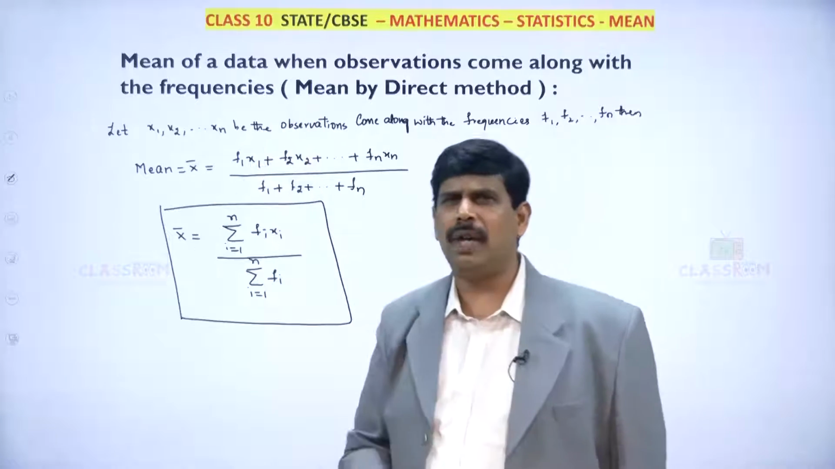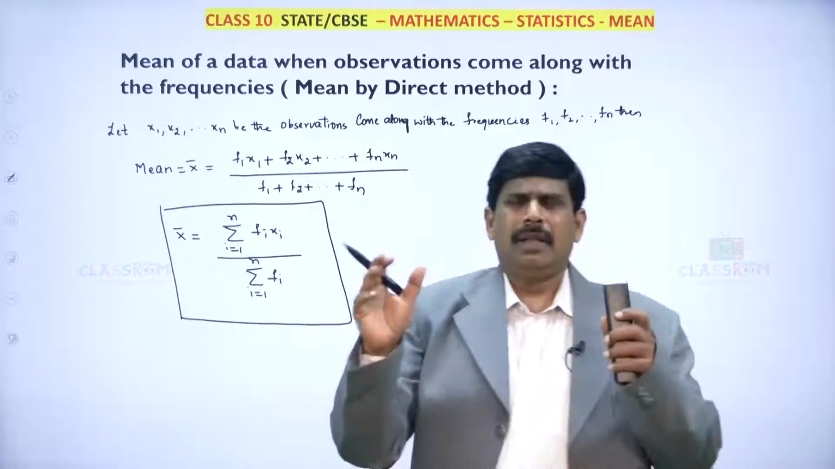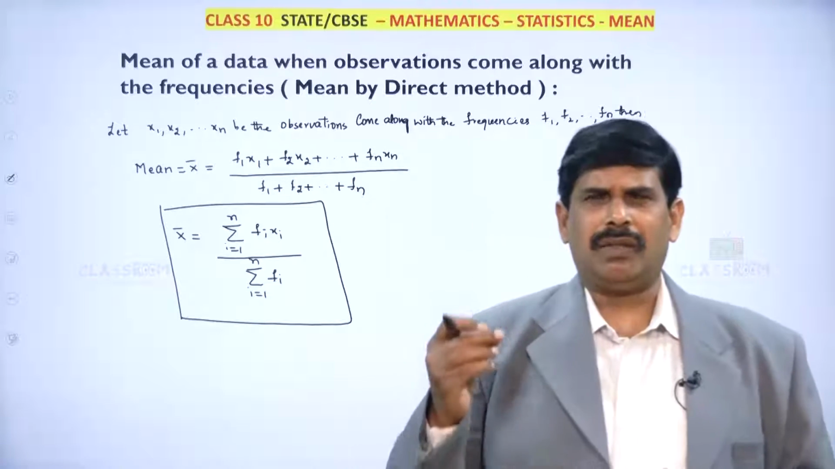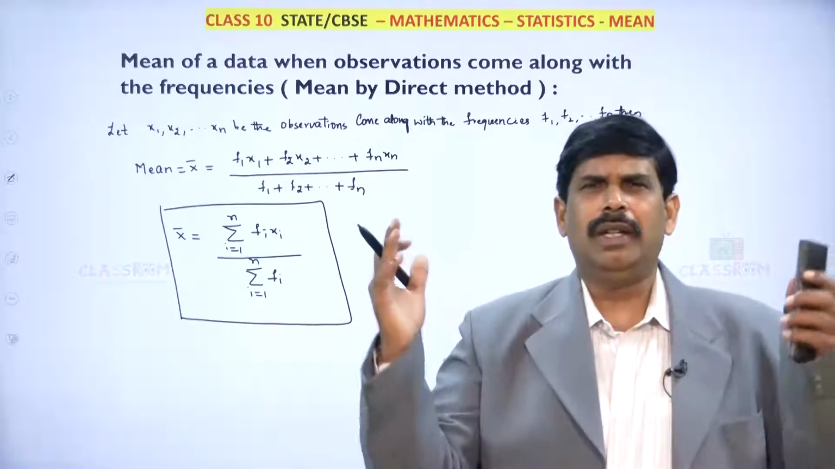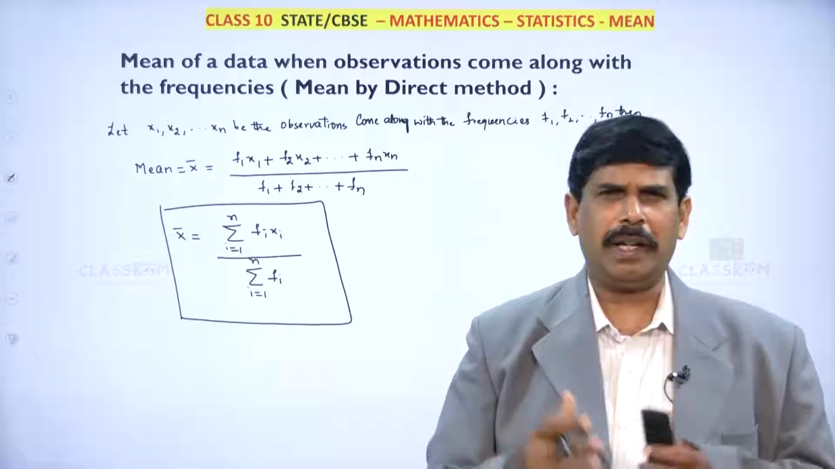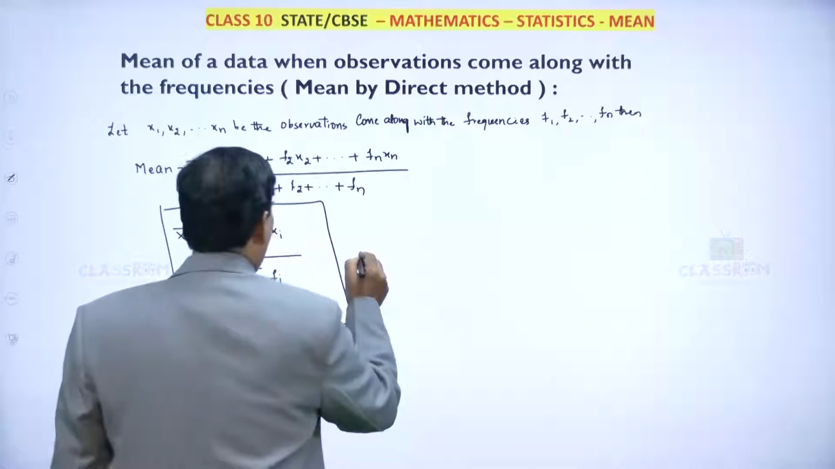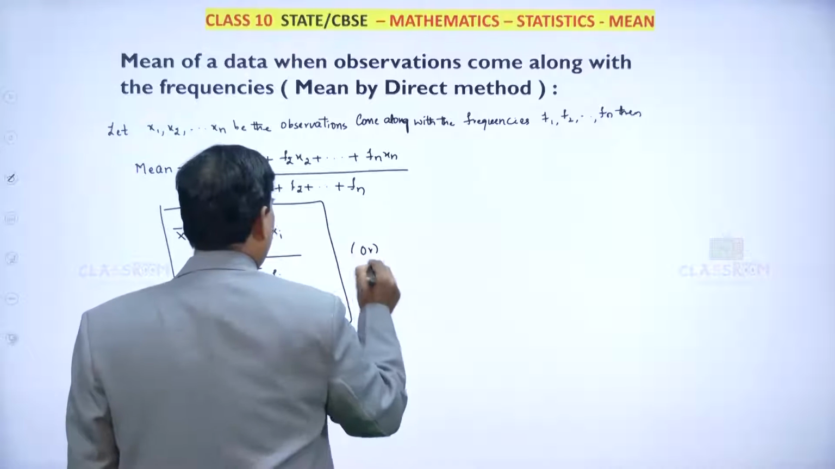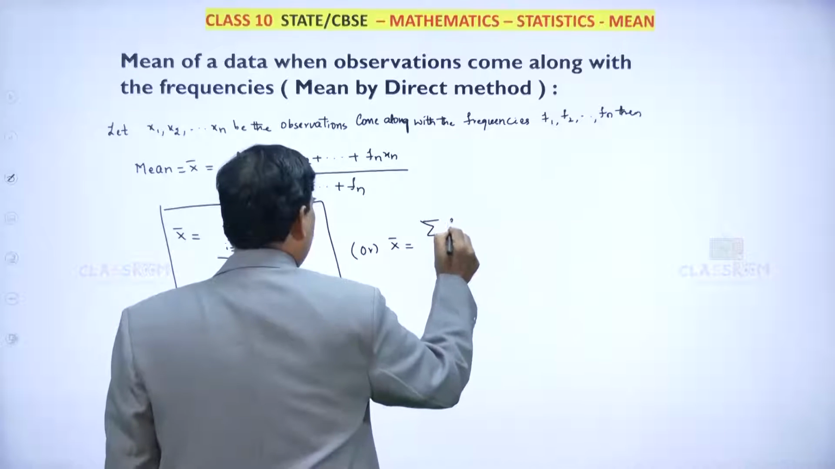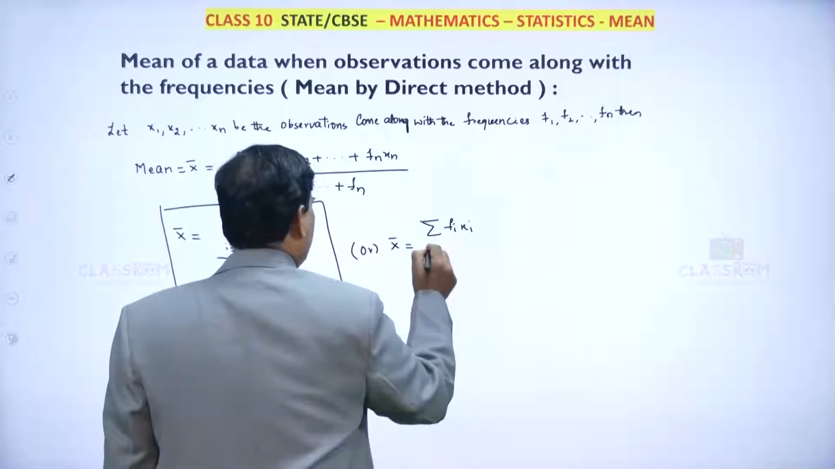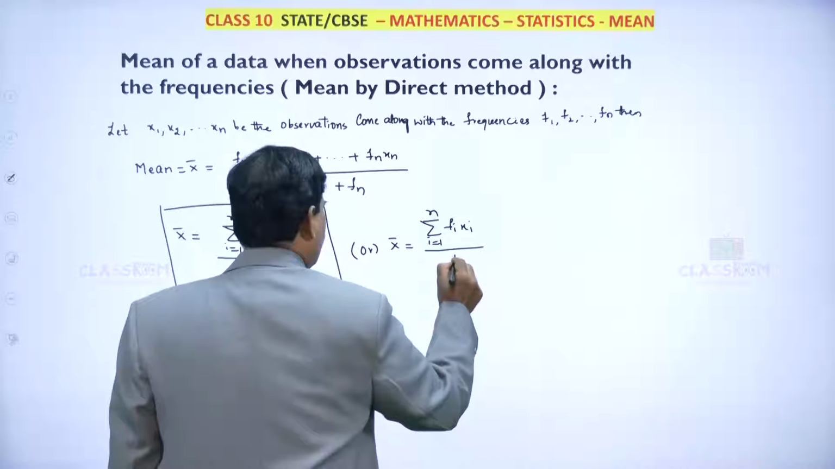What will be the last value? You have n, so it is fn xn, the same thing is here. So when the observations come along with the frequencies, what you will do is multiply both of them, you find out f into x. The same thing you can also write in another way, that means x bar is equal to sigma fi xi, where i takes the values 1 to n, divided by n.